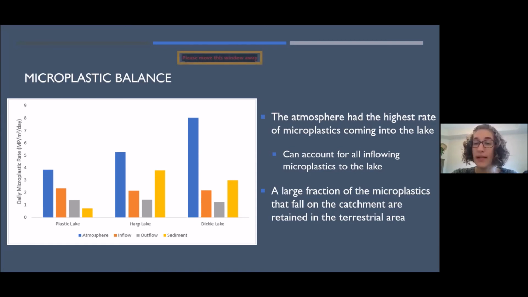The rate of microplastics leaving the lake was greater in the outflow streams for Plastic Lake, but for Harp and Dickey Lake, the rate of microplastics settling to the lake sediment was greater. This can be seen in the figure on the left here, where the blue bars represent the rate of microplastics coming into the lake, the orange bars for the inflow streams, the gray bars represent the rate of microplastics leaving the lake, and the yellow bars are for the sediment.